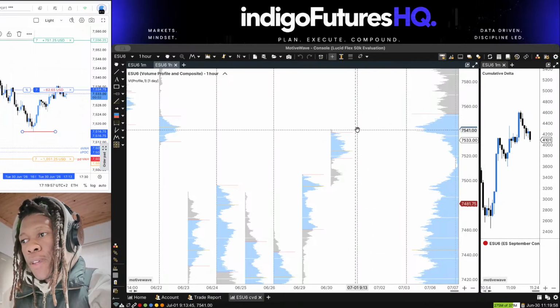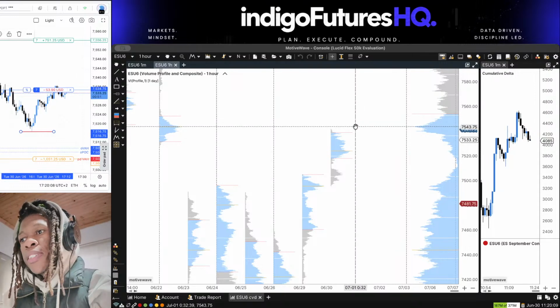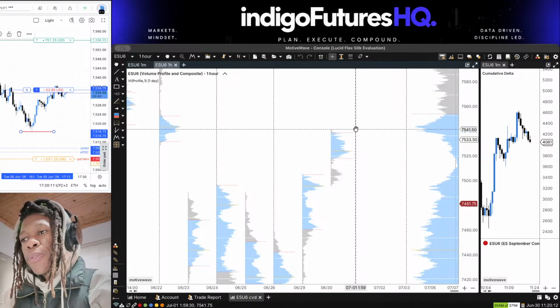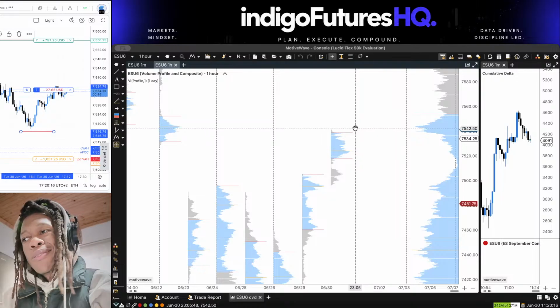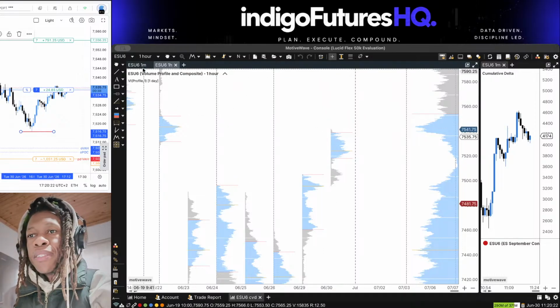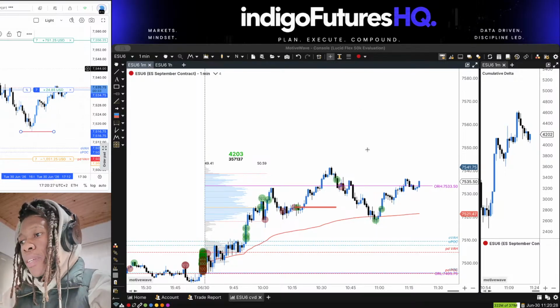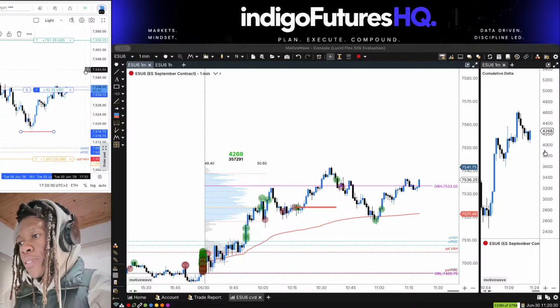There's a volume node here at 543.50. There's a high volume node there, so maybe that's also what's keeping us within this range. High volume node, low volume node in between. But a break above 543.50. We'll mark it up here. 543.50.